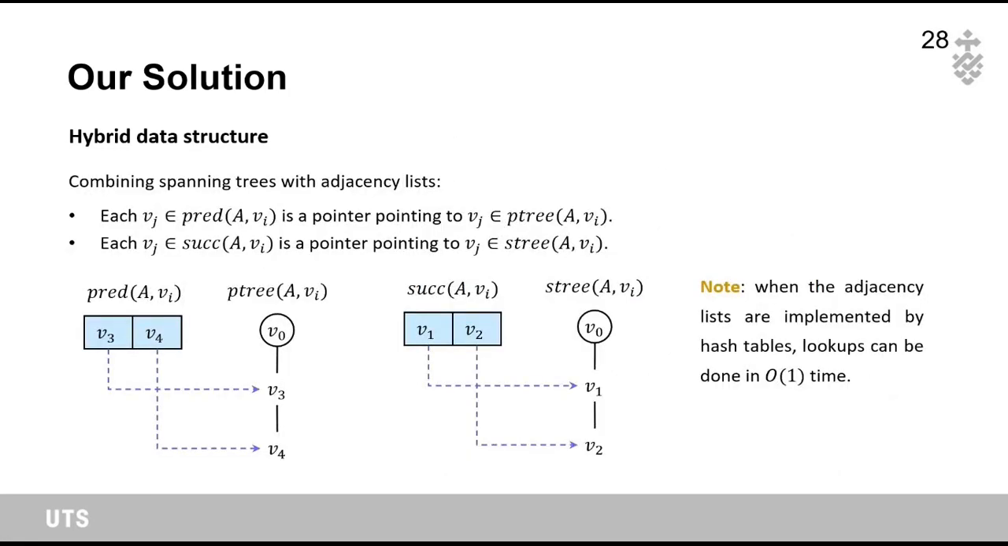As depicted in the graph, we combine spanning trees with adjacency lists by letting the elements of adjacency lists be a pointer pointing to the corresponding nodes in spanning trees. Since the adjacency lists can be implemented by hash tables, such a data structure has the benefits of both hash tables and trees and is highly efficient for lookup, traversal, and update. Specifically, if we want to look up, we can use the adjacency list, and if we want to traverse and update, we can use the spanning trees.